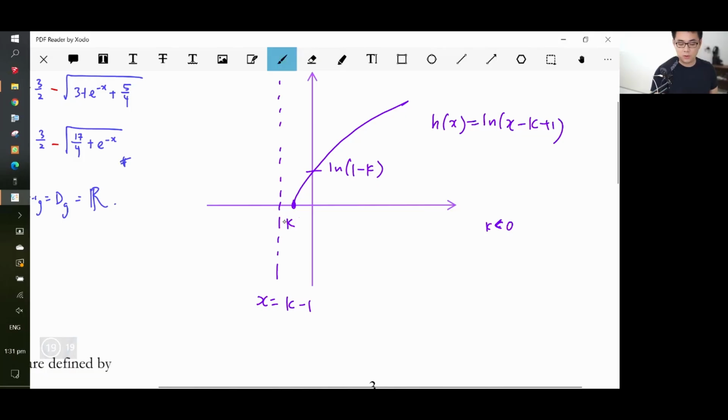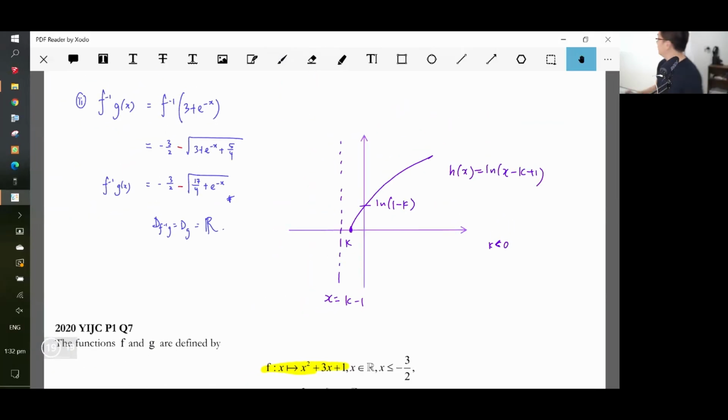So what I drew was correct. K is less than 0. Can you imagine this cherry bomb here? This ln graph here is just like that. Depending on k being negative, the graph will look exactly like that. Okay, so that's pretty okay.